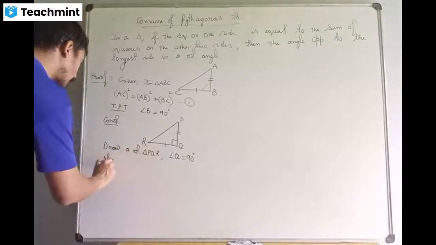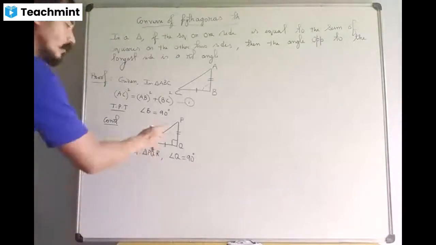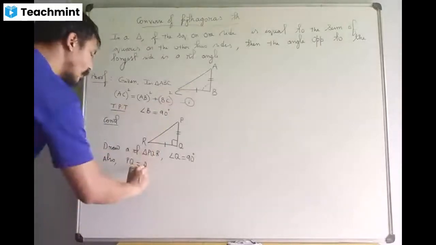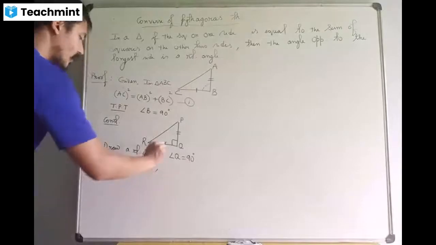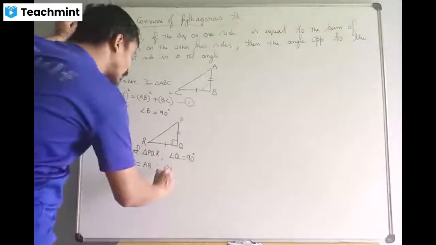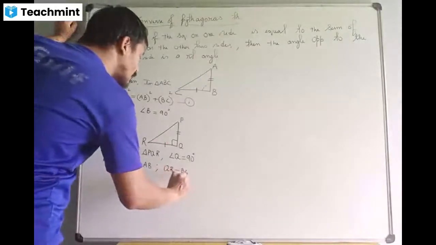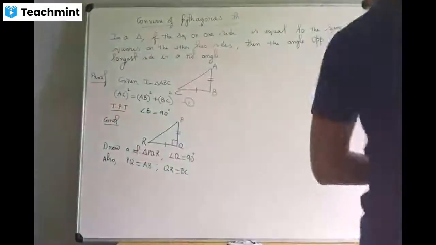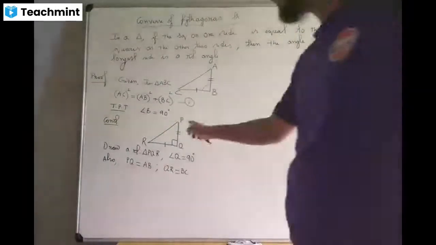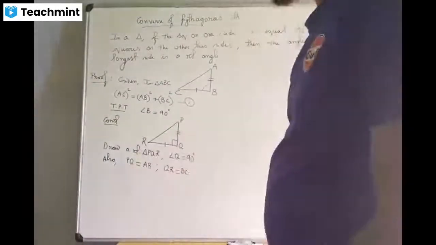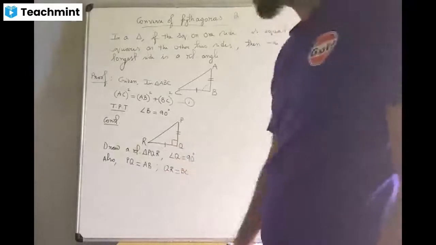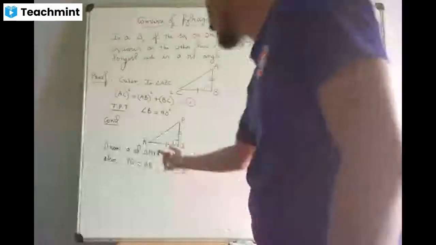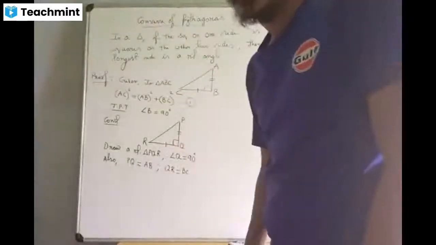Also, while drawing this triangle, make sure that the side PQ is equal to your side AB of the given triangle. And also make sure that the side QR is equal to the side BC of your given triangle. So that is our construction. We have drawn a triangle PQR, making sure that this is the right triangle. Also the side PQ is equal to AB and the side QR is equal to BC.